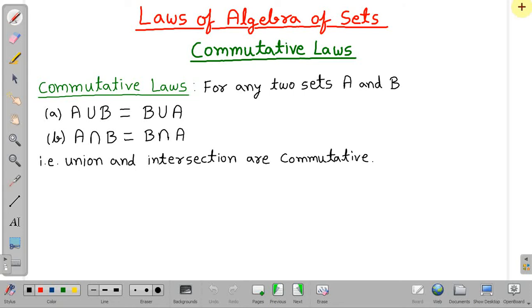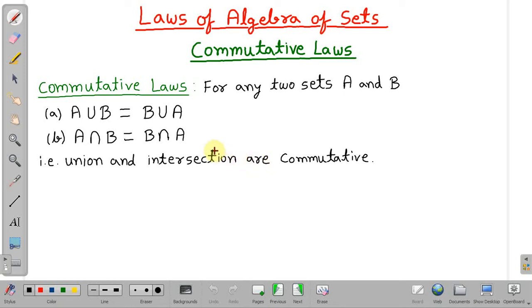Suppose A and B are two sets. Then the commutative law says that the union of set A and set B, A union B, will be the same as B union A. The other law says A intersection B will be equal to B intersection A. That is, we can say that union and intersection are commutative. So one by one we will try to prove this.